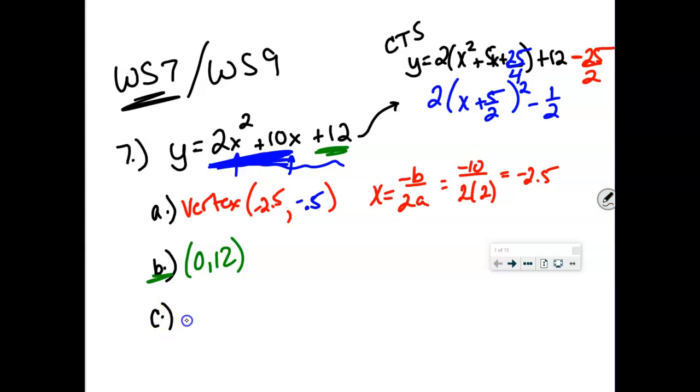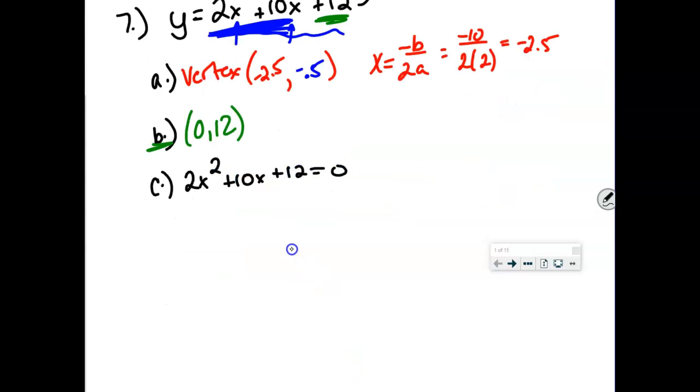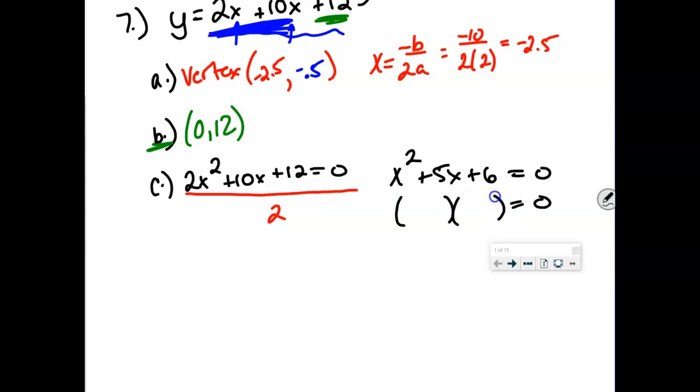The intercepts are the solutions to the quadratic. So you need to take your quadratic and solve it. I think I warned you guys, every one from this lesson was factorable. Because we're solving, you can just go ahead and divide everything by a 2. Then you end up with x squared plus 5x plus 6 equals 0. And that factors beautifully: x plus 3 and x plus 2. So your x-intercepts are at x equals negative 3 and x equals negative 2.